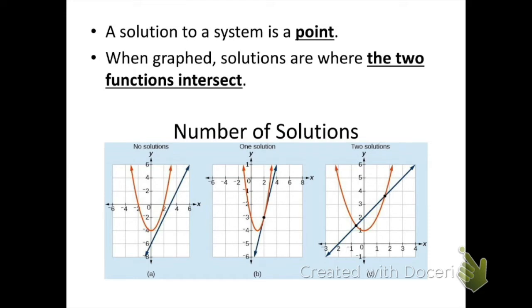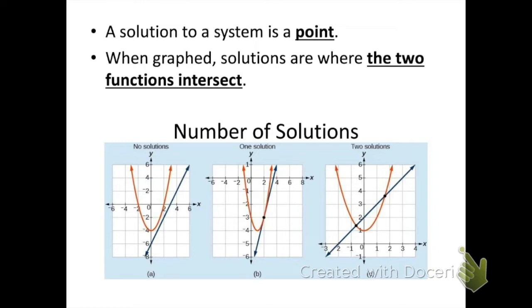A solution to a system is a point, or it could be multiple points. When graphed, solutions are where the two functions intersect. So here's an example of three graphs. The first graph with the orange quadratic and the blue linear function never cross, so that would be no solution. In the second graph, our quadratic and our linear touch just one time at the point (2, -3), so it's got one solution. And the third graph has two solutions because my graphs cross each other twice.